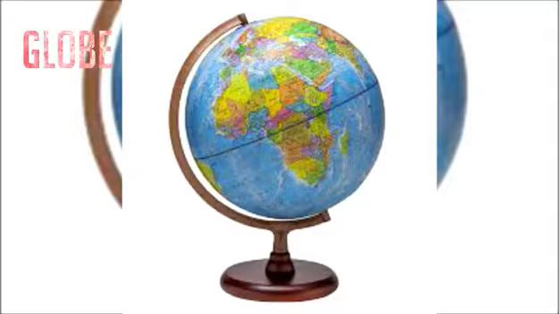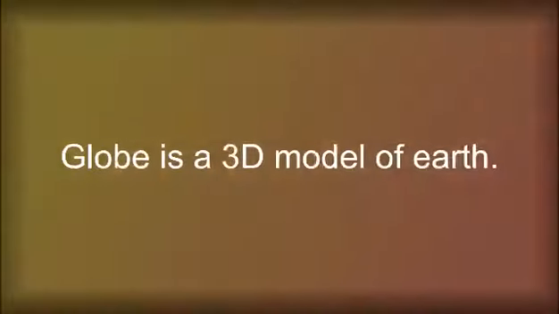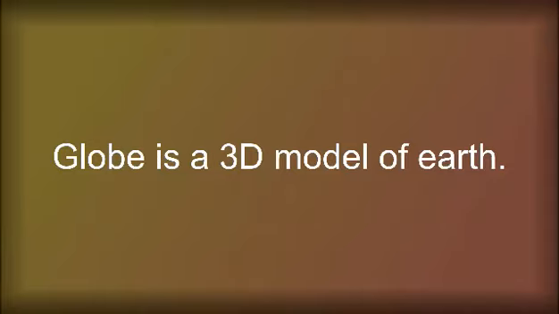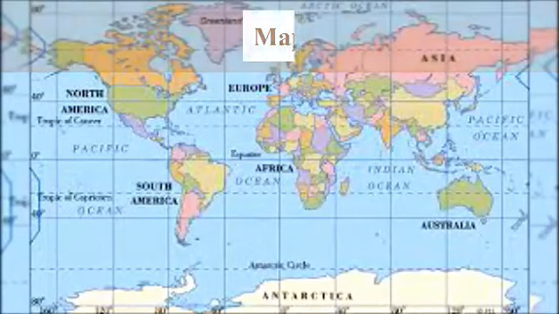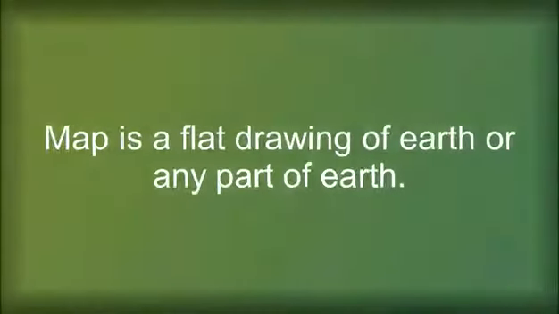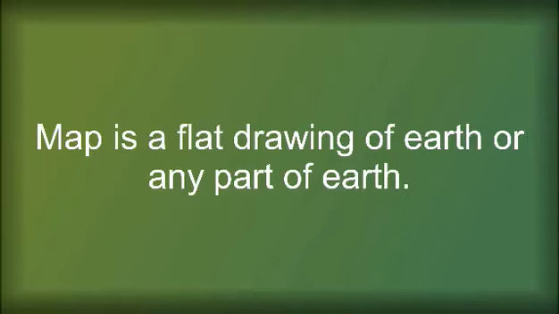Globe. Globe is similar to our Earth. So you can say that a globe is a 3D model of our Earth. Map. Dear student, if you draw any area of Earth on a flat surface, that is called a map.